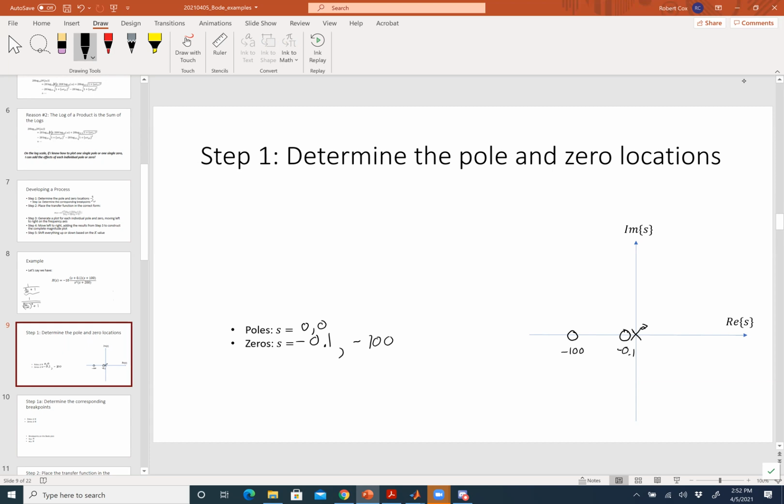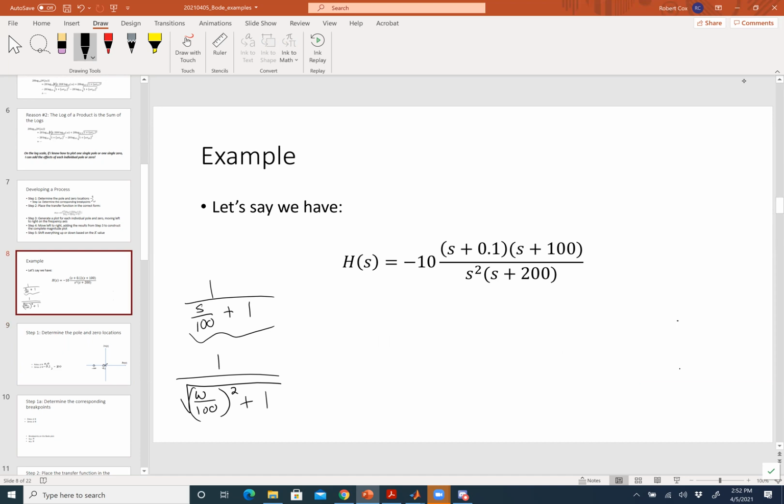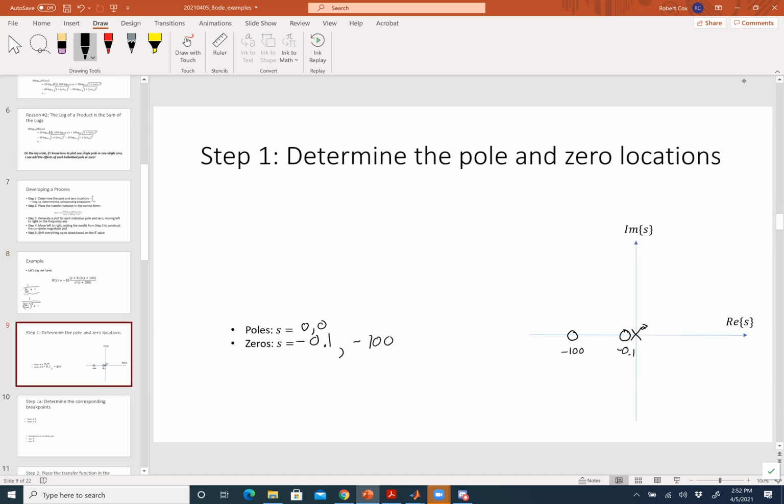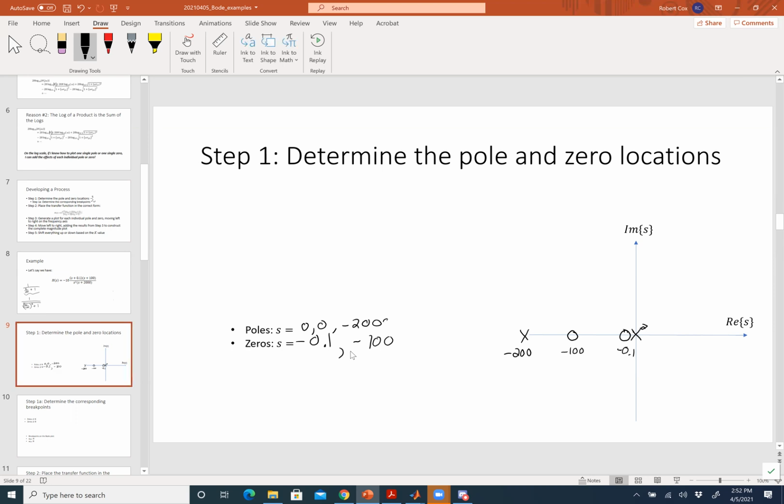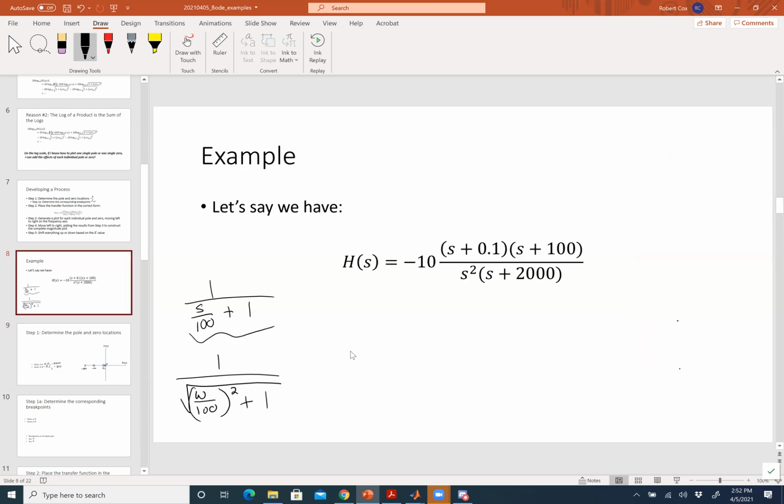And where's my other pole? Negative 200. So I have 5 things in total that I'm dealing with there. Given that, where am I going to go? I can put those on here. Negative 200 there. Actually, you know what? I want this to be at 2000. That's actually what I did my math for. So I changed that to 2000.